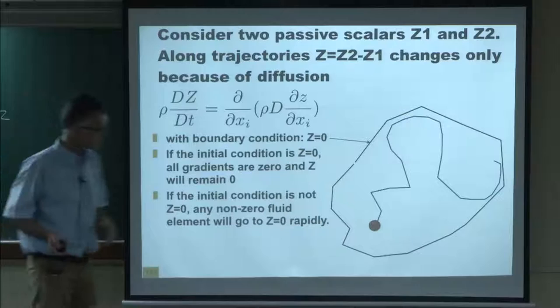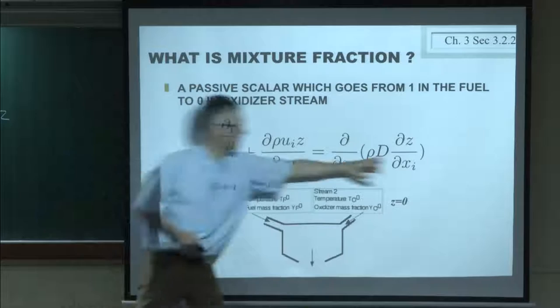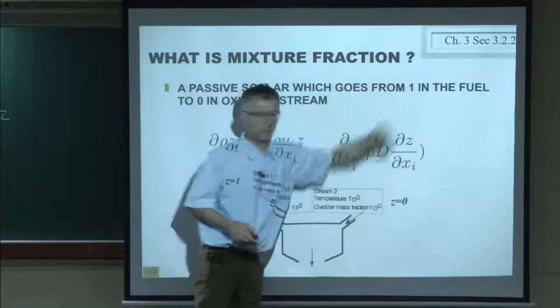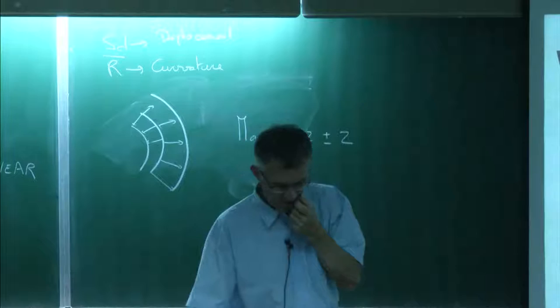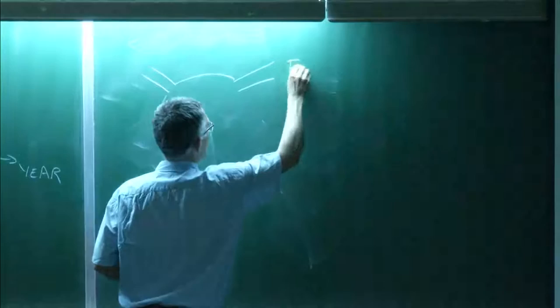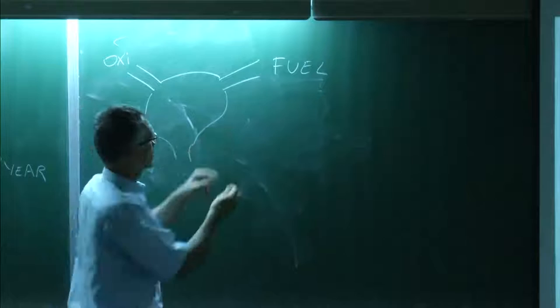Okay, let's start now with the definition of what mixture fraction is. The definition of a passive scalar is an equation without source term. And there is one specific passive scalar, which is the mixture fraction. It's the passive scalar which goes from 1 in the fuel stream to 0 in the oxidizer stream. I just want to indicate, by the way, that a statement like this implies that we're talking about a system which has only two inlets. So there will be the fuel stream and the oxidizer stream. The mixture fraction z must be equal to 1 here, and here it must be equal to 0.